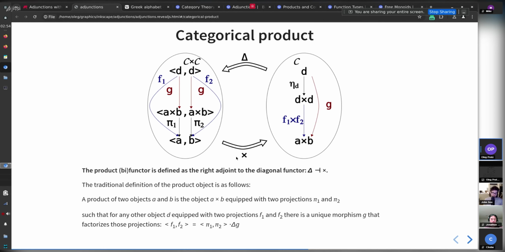So yeah, this is how the product functor is defined. So you see, product is a functor from C cross C to C. That is, it's a bifunctor.